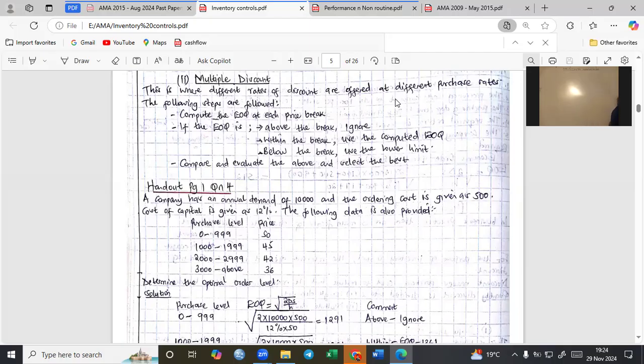Now, if EOQ is above the break point, you ignore. We cannot use that one, so we cannot advise that person to choose that level.